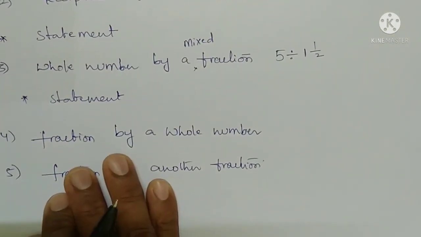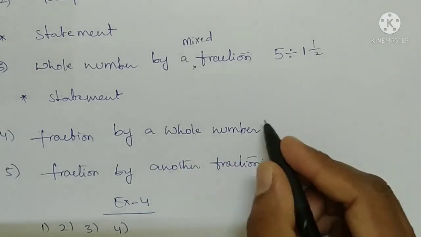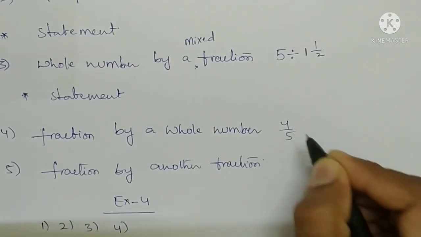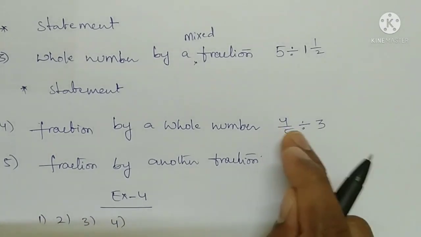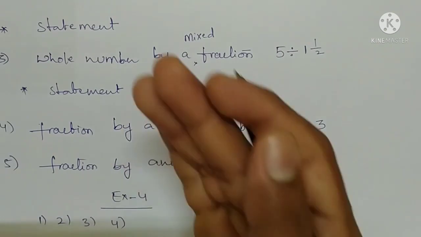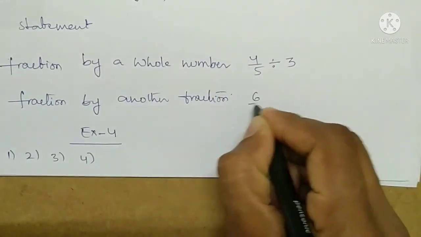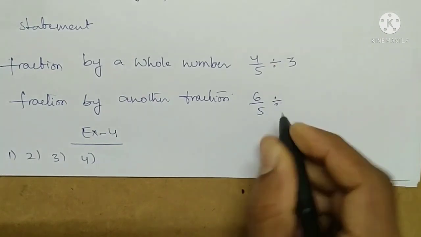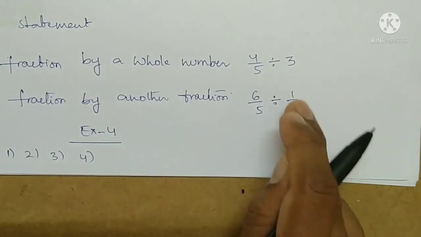Next one, fraction by a whole number, 4 by 5 divided by 3. Next one, fraction by another fraction. So 6 by 5 divided by 1 by 3.